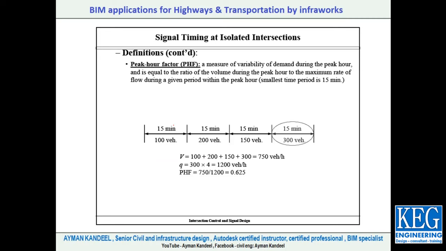Okay, what is the peak hour factor? Actually, it is used to measure the variation of demand during the peak hour and is equal to the ratio of volume during peak hour divided by the maximum rate of flow during the given period. The given period for this, our smallest time, is 15 minutes. So for this calculation, we can calculate the peak hour factor for this time.